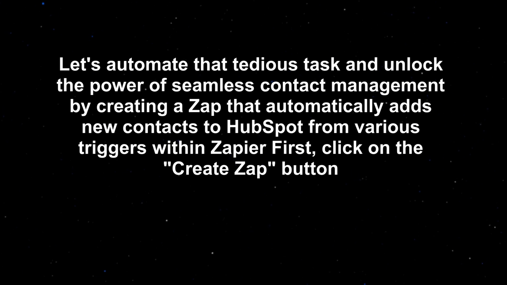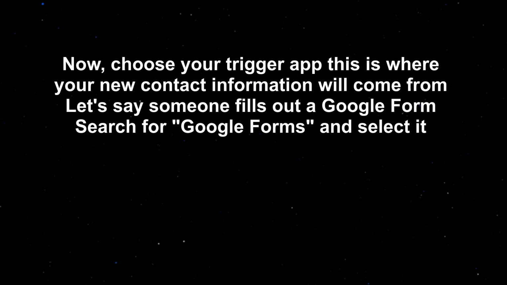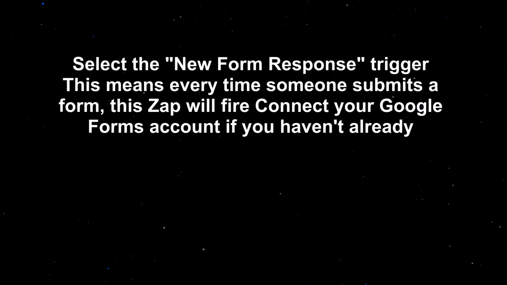First, click on the Create Zap button. Now, choose your trigger app. This is where your new contact information will come from. Let's say someone fills out a Google form. Search for Google Forms and select it. Select the new form response trigger.